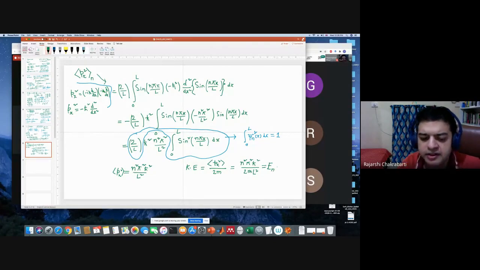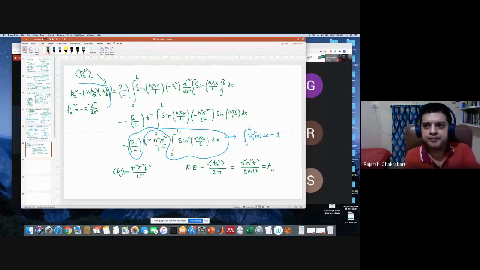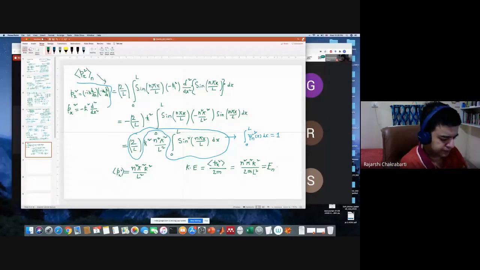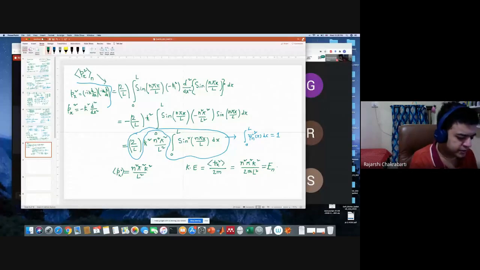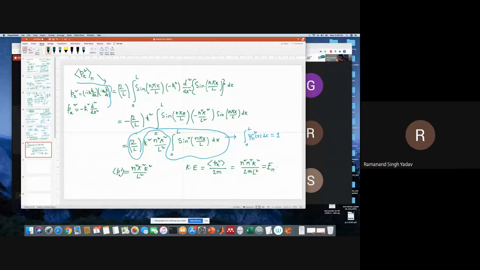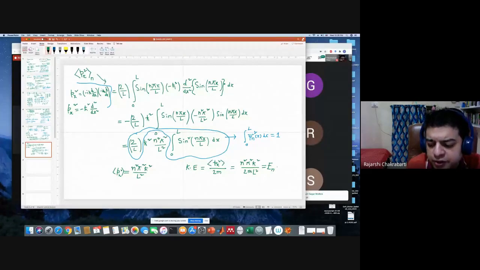Is it surprising or is it expected? Tell me. It is possible because potential energy is 0. Yes, so inside, the potential is 0, there is no contribution coming from there. So total energy is nothing but the kinetic energy. That's why En is equal to the average kinetic energy. Okay, so this is how it is.